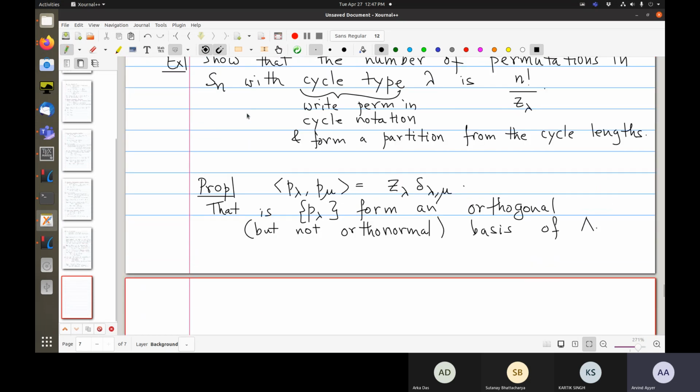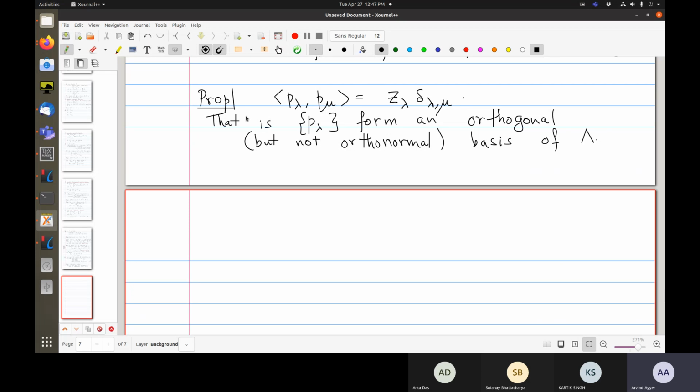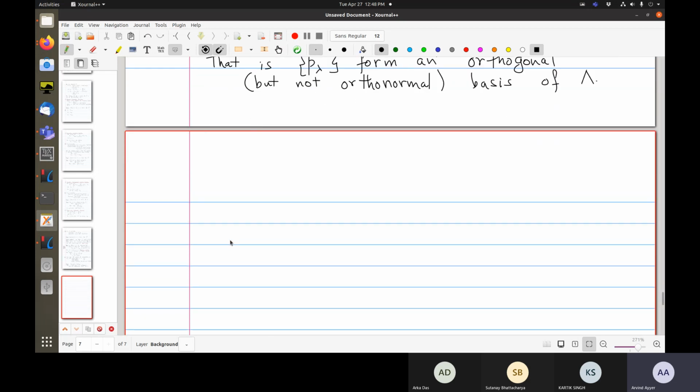So I think I'll need one more. I'll need to take half the lecture more to define the next object, the next symmetric function. But as I said, I need one more notation, one more structure on lambda, and that's an endomorphism. Again, this will seem arbitrary.